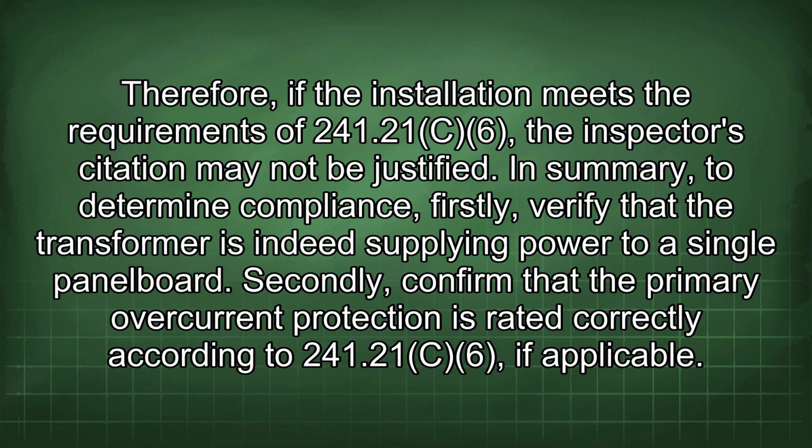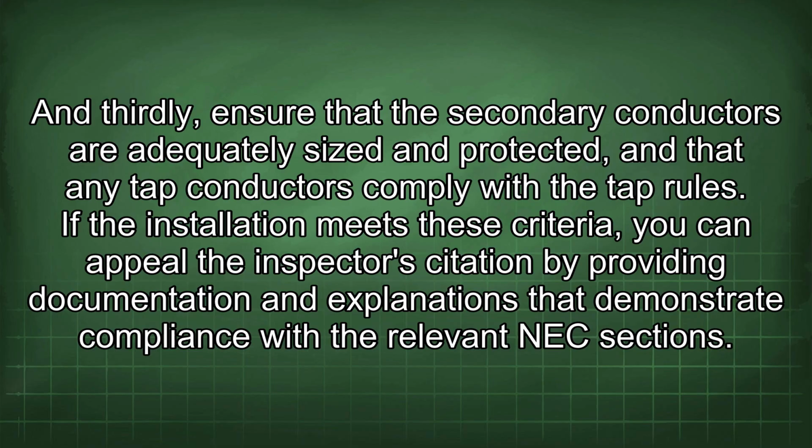In summary, to determine compliance, firstly, verify that the transformer is indeed supplying power to a single panel board. Secondly, confirm that the primary overcurrent protection is rated correctly according to 241.21(C)(6), if applicable. And thirdly, ensure that the secondary conductors are adequately sized and protected, and that any tap conductors comply with the tap rules. If the installation meets these criteria, you can appeal the inspector's citation by providing documentation and explanations that demonstrate compliance with the relevant NEC sections.